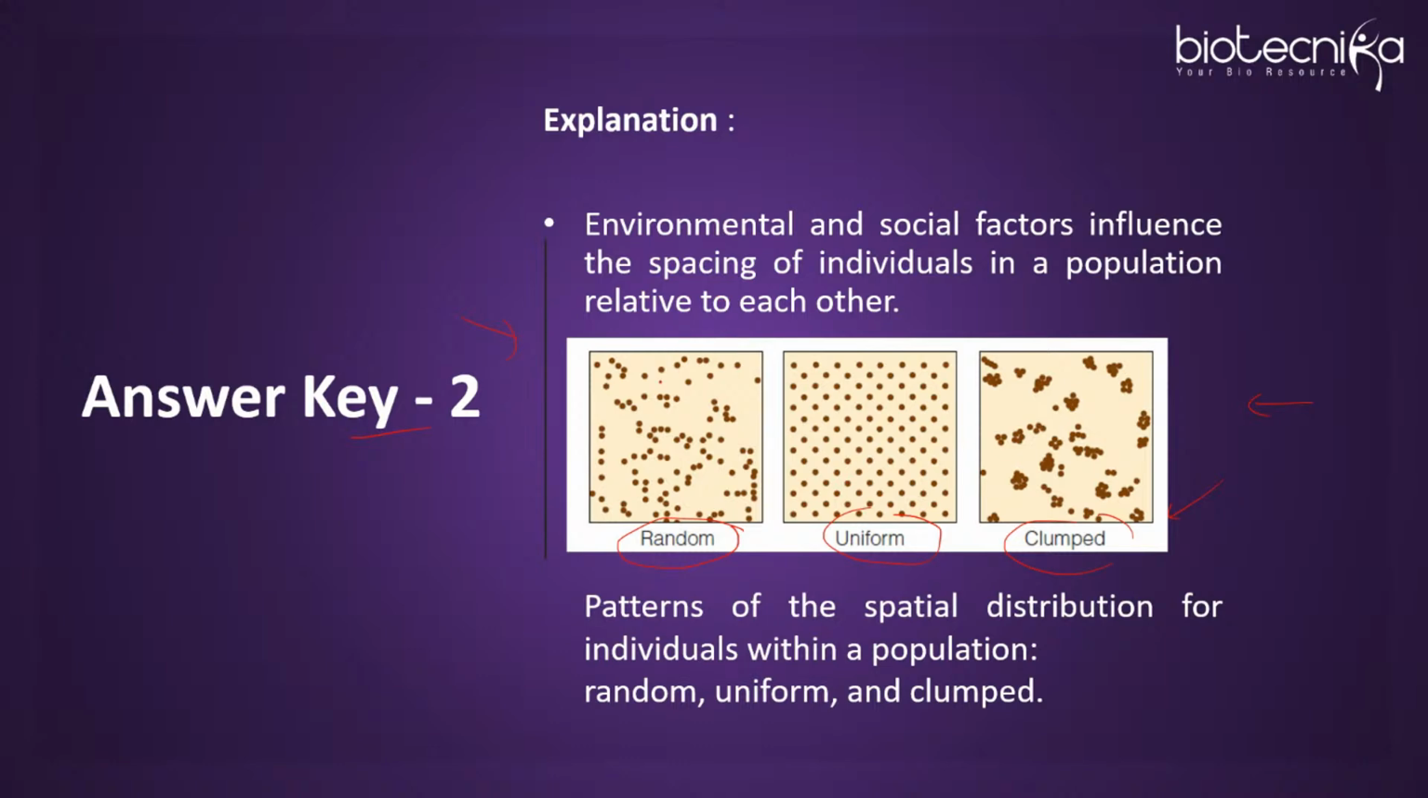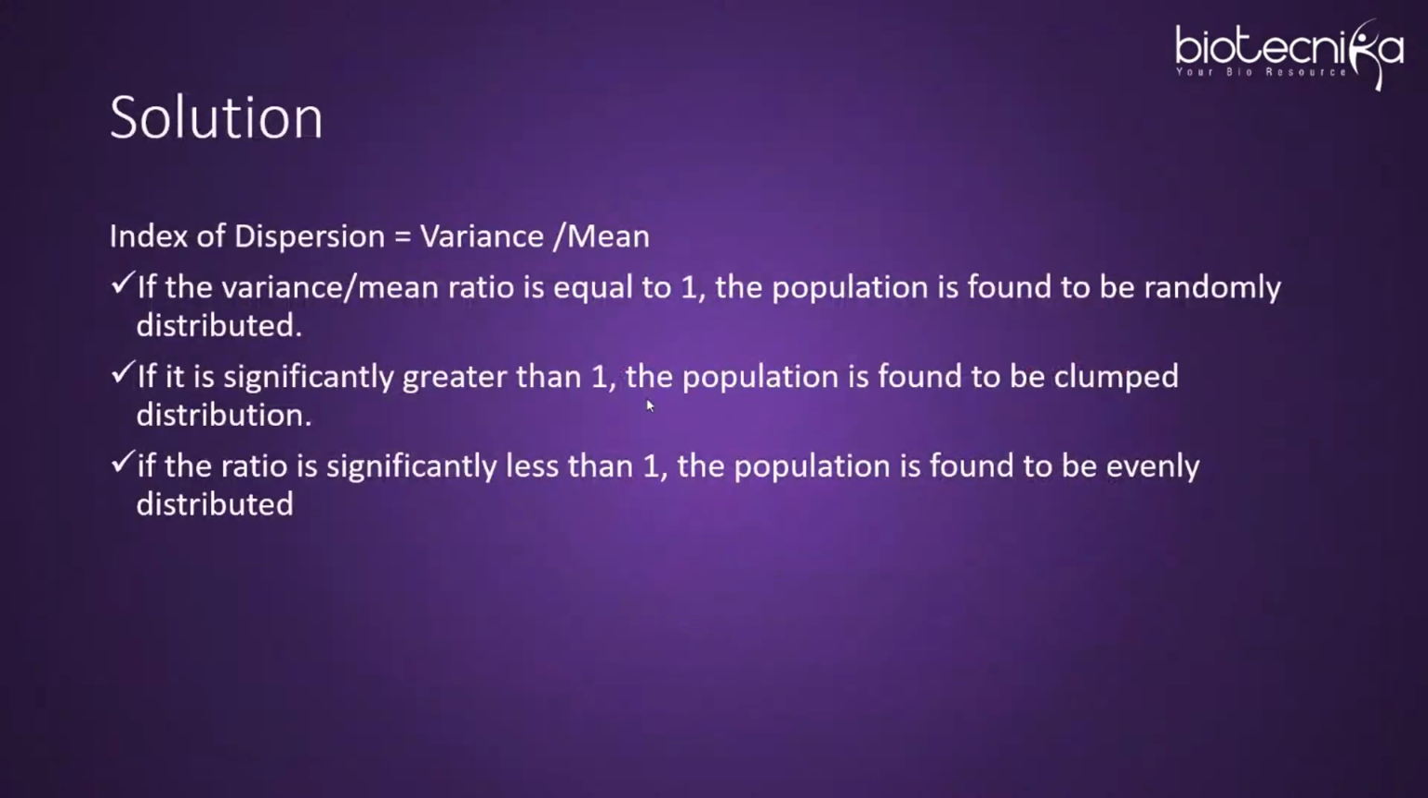Now, to know from the data where mean and variance values are given whether a population will have random, uniform, or clumped patterns, you can use this formula. This is very simple. You just have to apply it. This is an index of dispersion. Take the variance value, take the mean value, and calculate this ratio. That's it. As simple as that. Now find out whether that value is equal to 1, greater than 1, or lesser than 1. And then you can just apply these rules here.